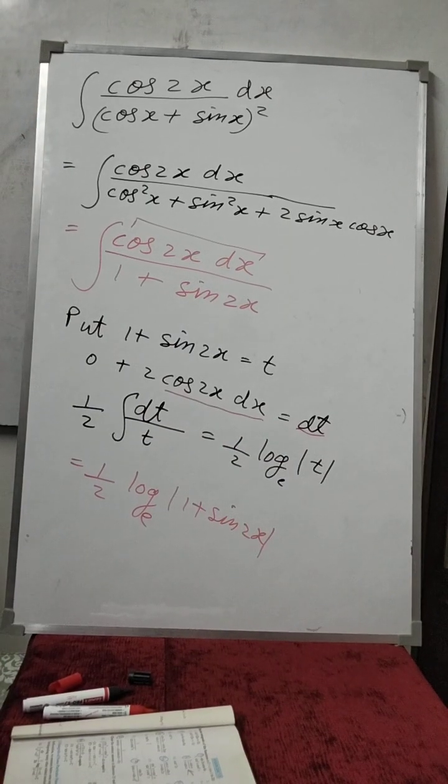Okay, so these are important questions for CBSE guys, so you can have a look at this. It was not a tough question. I have simply applied the formula 2 sin x cos x will be sin 2x. Then I have put the denominator as t, and then I have differentiated both the sides. My question has reduced to integration of dt by t. Integration of dt by t is log to the base e mod of t. Okay, please note down the solution so that we can move to the next question.